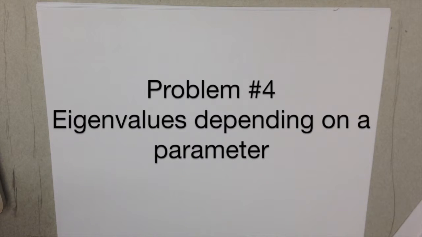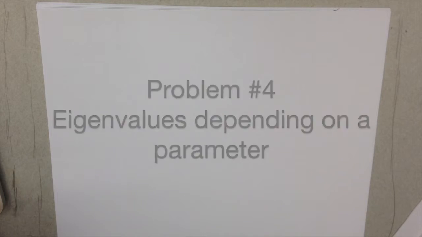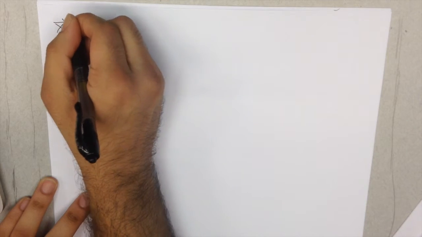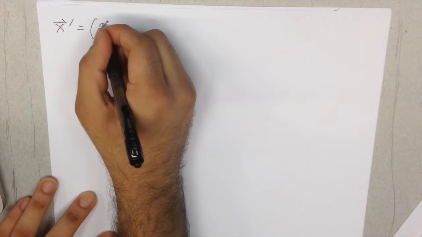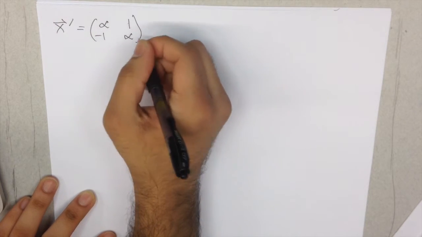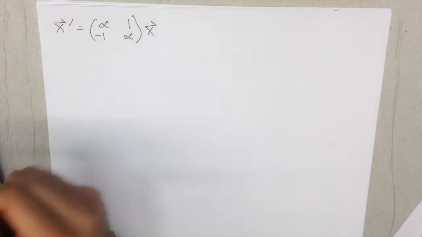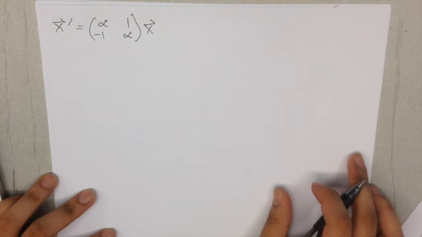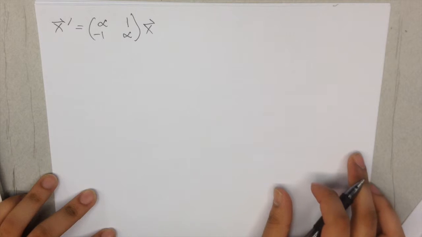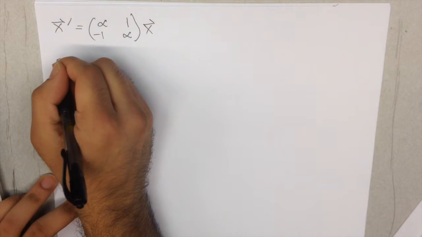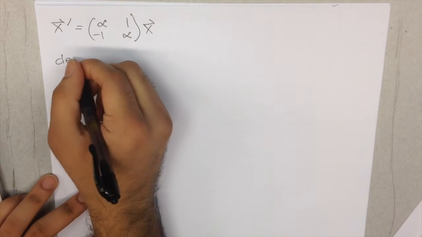Now I'm going to go on to some slightly different problems. So in general, let's say we have a matrix differential equation that looks like this, with entries alpha, 1, -1, alpha. The thing is, we're interested in how the phase plane changes for various values of alpha, and this is also called a bifurcation analysis. So first we need to figure out what the eigenvalues are.